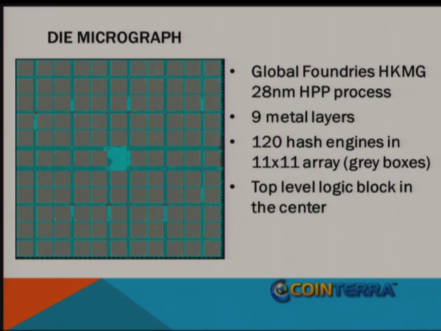In between the hash engines, there are routing channels to route all the control and data signals. All the inputs and outputs are on one edge of the die.